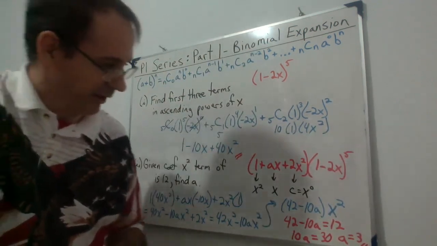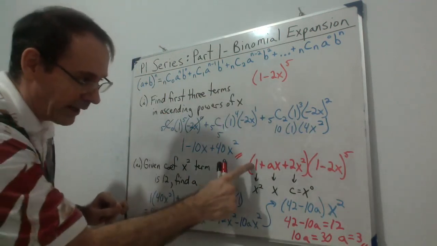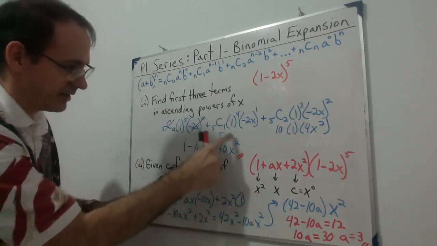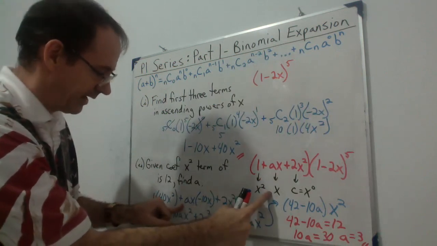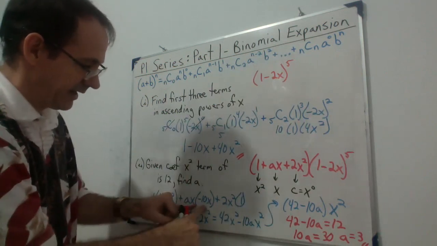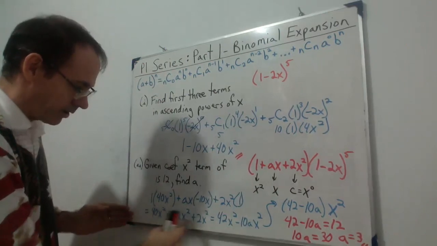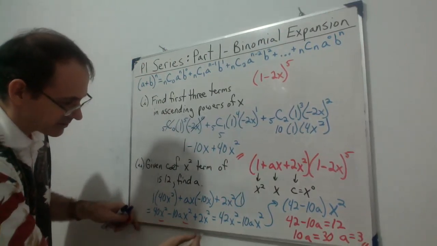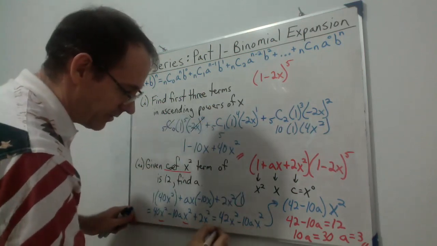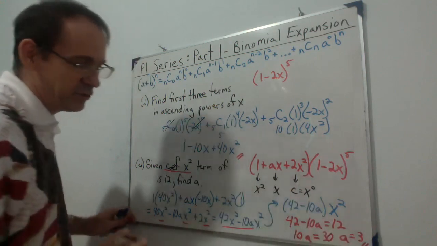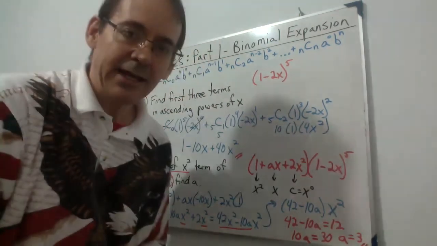Okay, so I hope you're able to see that. I hope I wasn't in your way. Here we have, again, 1 needs multiplied by the x squared. There's the x squared from this expansion, which we did up here. The ax needs multiplied by the x. So here's the x term, negative 10x. The 2x squared needs multiplied by the constant. All of these end up being x squared, x squared, x squared, which is what we want. We want the coefficient of x squared. We add it all together, and the coefficient is just the 42 minus 10a. That equals 12. Solve for a equals 3.